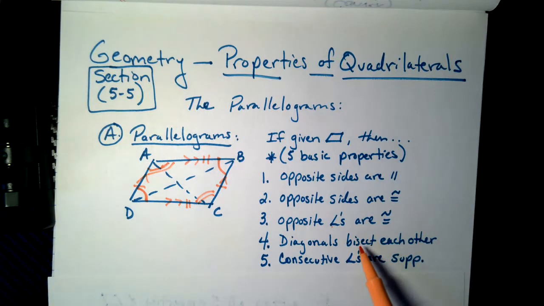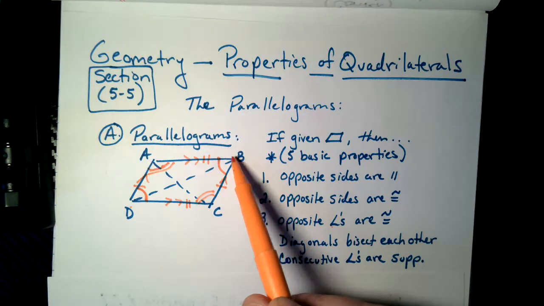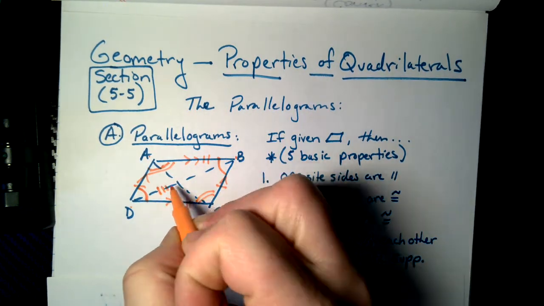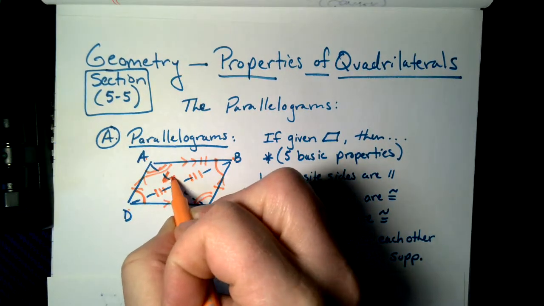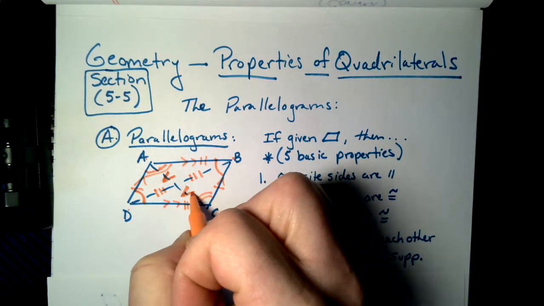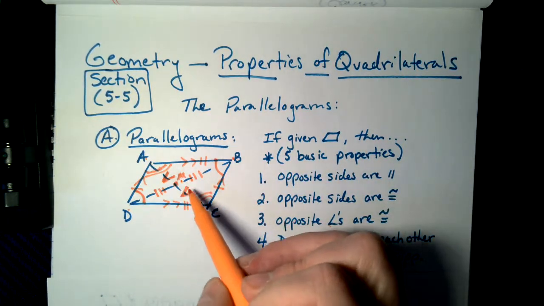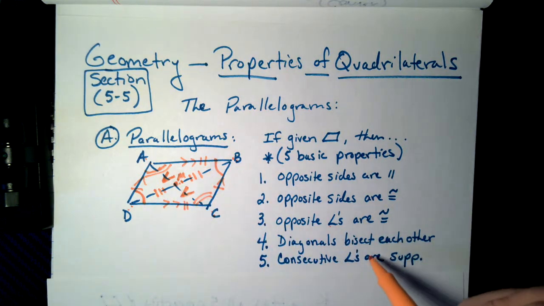The diagonals bisect each other means they cut each other in half. That doesn't mean the diagonals are congruent. So you wouldn't say DB is congruent to AC. You would say this little segment is congruent to this little segment. This segment, I'll put a V shape on it, is congruent to this segment. So this would be like a midpoint in the middle. So like AM is congruent to MC. DM is congruent to MB. That's what they mean by the diagonals bisect each other.